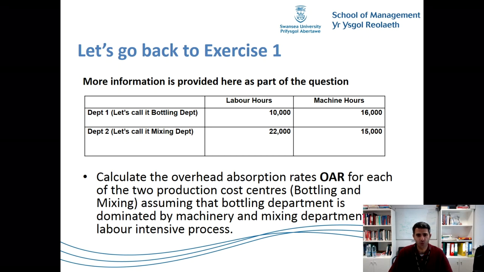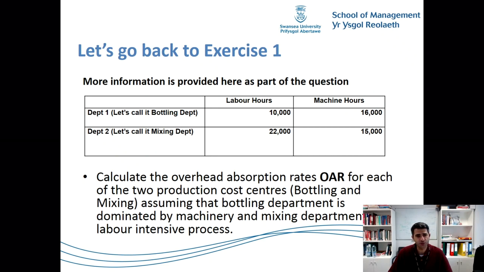We have department 1, let's call it the bottling department, because we said department 1 and department 2 are production departments. At the bottling department, as you see, we have 10,000 labor hours and 16,000 machine hours. So the bottling department is more to do with machine hours; machine hours are more used there.